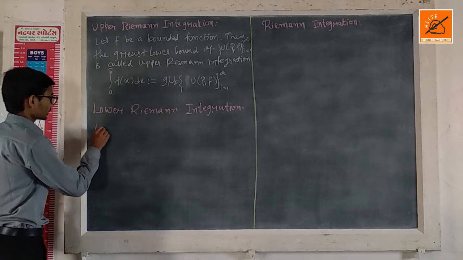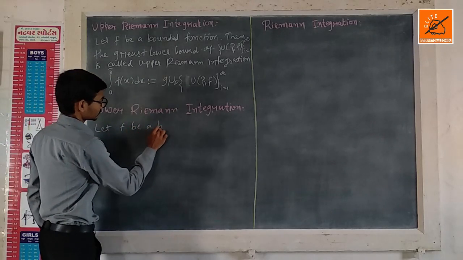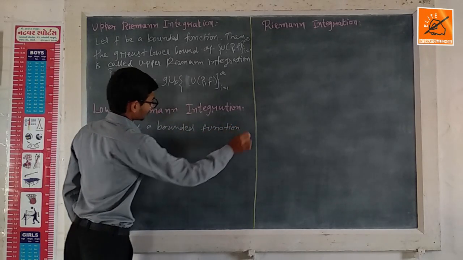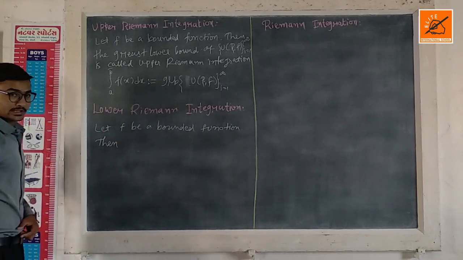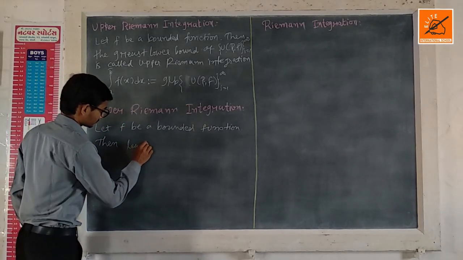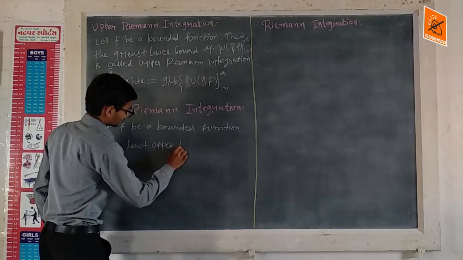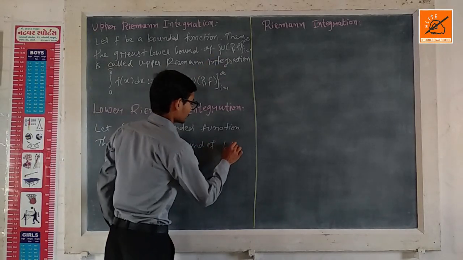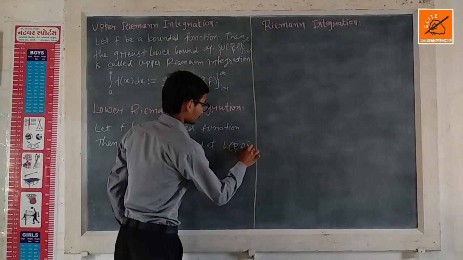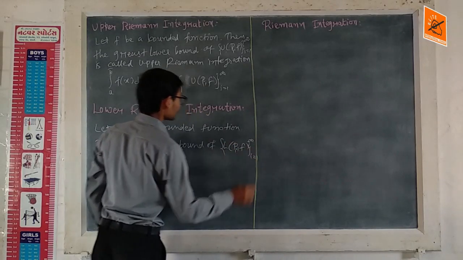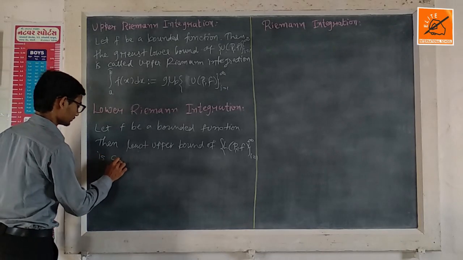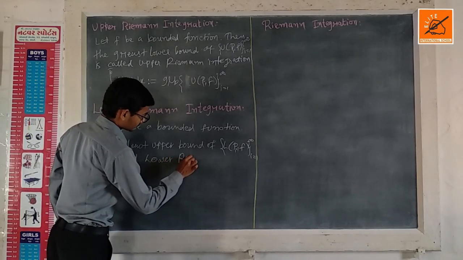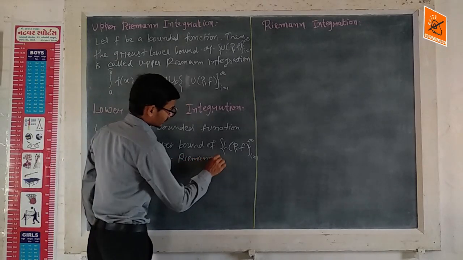Similarly, lower Riemann integral. Let f be a bounded function. Then the least upper bound of the lower Riemann sums is called the lower Riemann integral.